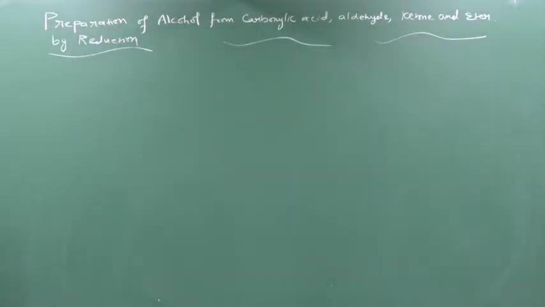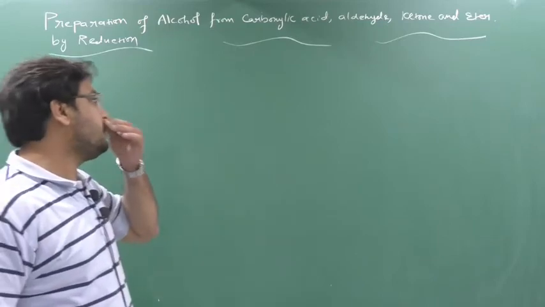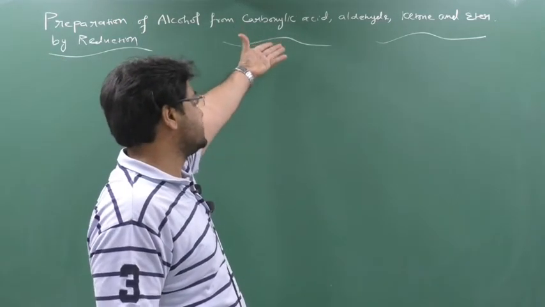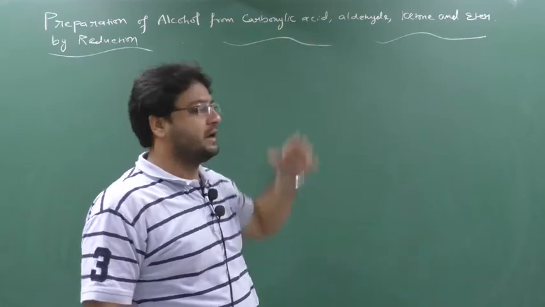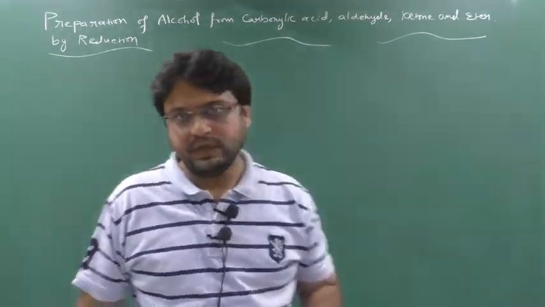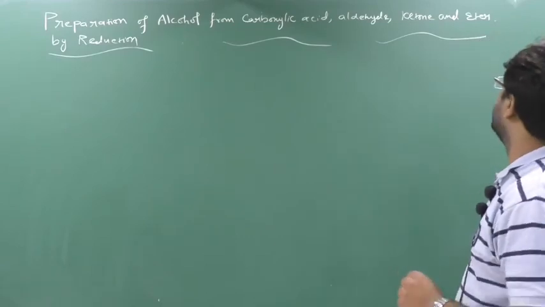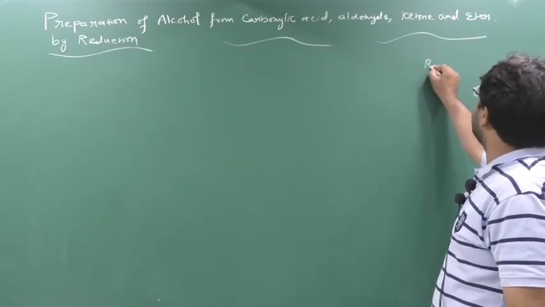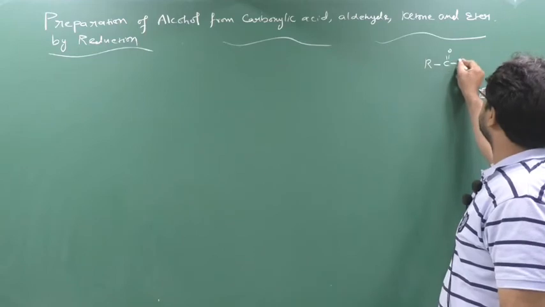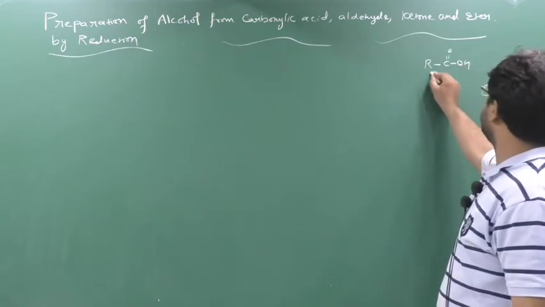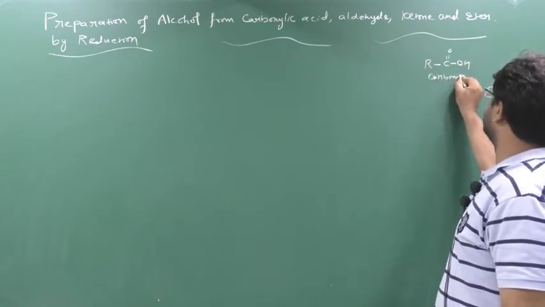So you have to prepare the alcohol from where? First you take the carboxylic acid, aldehyde, ketone and ester. Now see, if you focus here, the carboxylic acid formula is RC double bond OH. Yes or no? This is carboxylic acid.